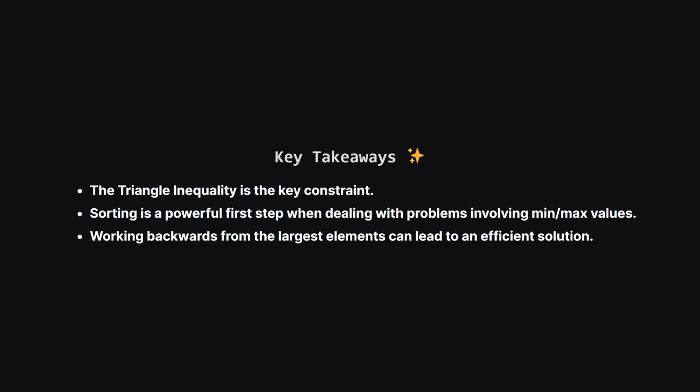Let's quickly recap. The most important thing to remember for this problem is the triangle inequality rule. Once you know that, the idea of sorting the array to easily find the largest numbers should come to mind. By starting with the largest potential sides and working backwards, we guarantee that the first valid triangle we find will have the largest possible perimeter.